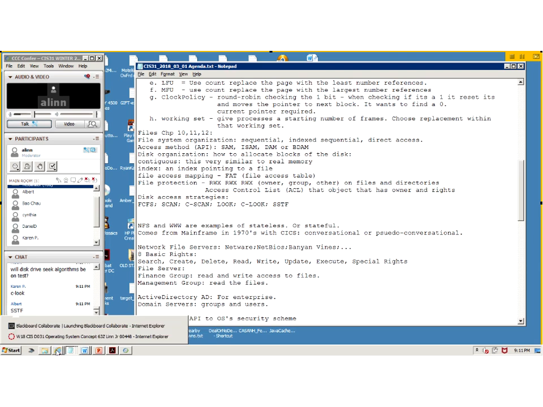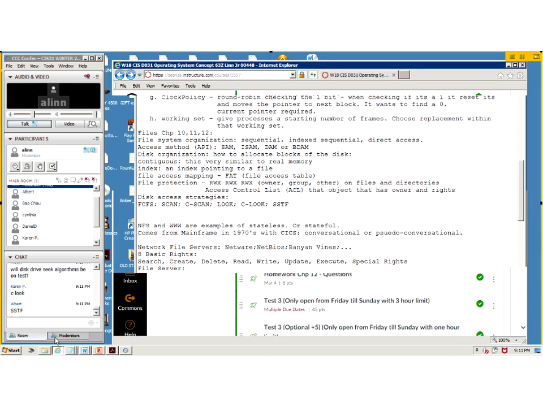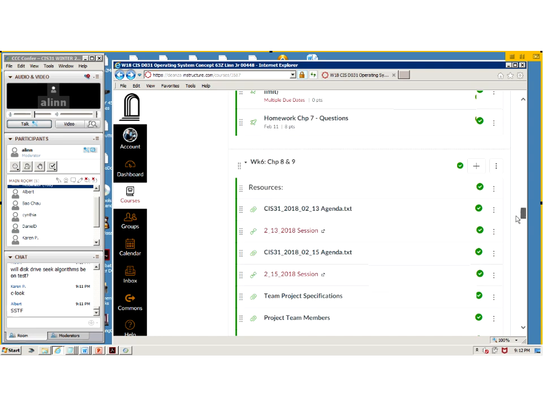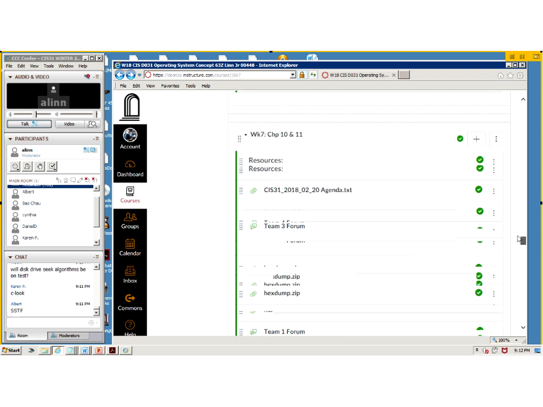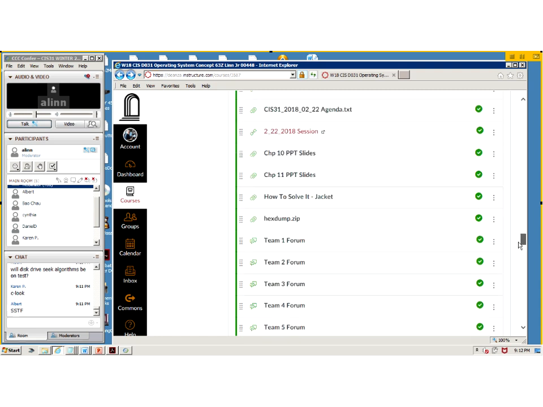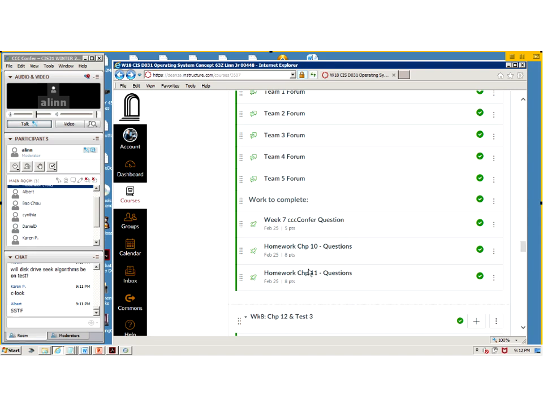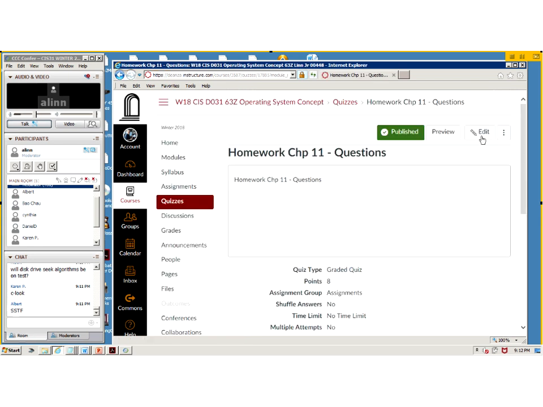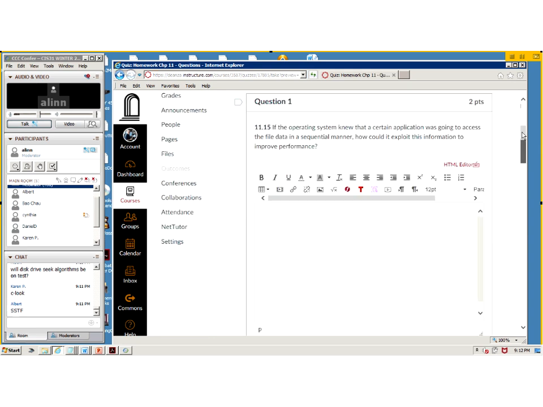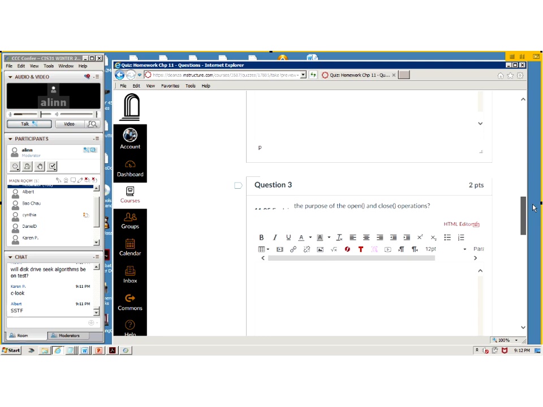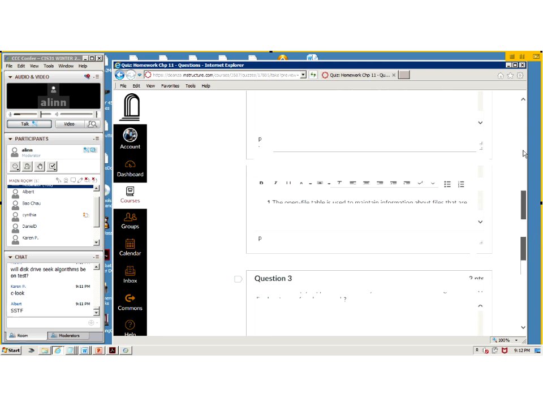I was going to try and get to Canvas. Let's see, where was that? Is it in 11? I think it was in 11. Might have been in 12. I just don't remember. Yeah, it was in 12.